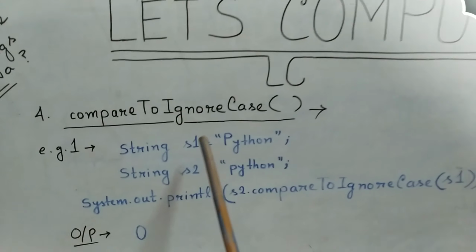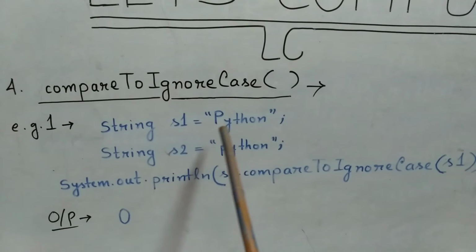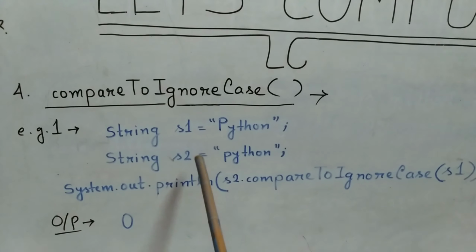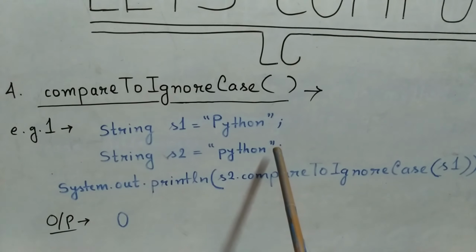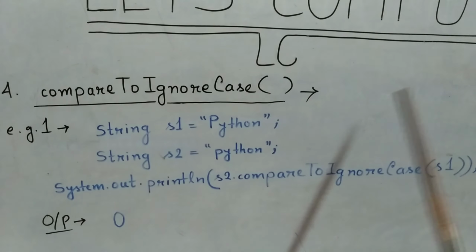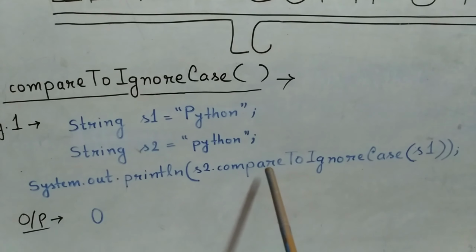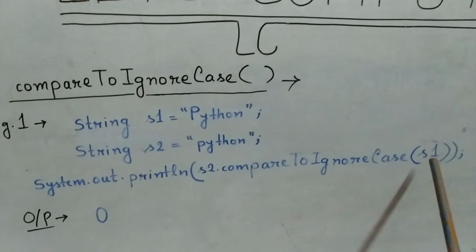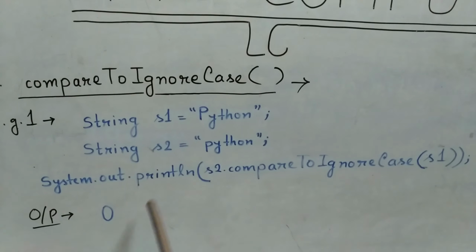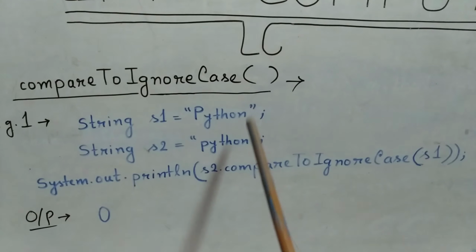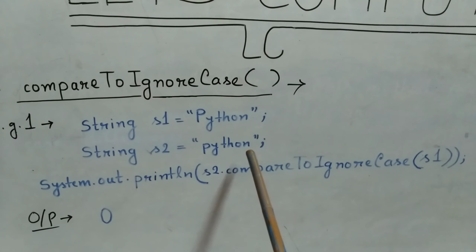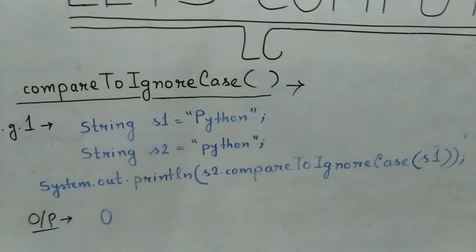Example 1: String s1 equals "Python" in running hand. String s2 equals "python" in all small letters, that is lowercase letters. Now s2.compareToIgnoreCase(s1) would return 0, since these are two same strings if we ignore case considerations.